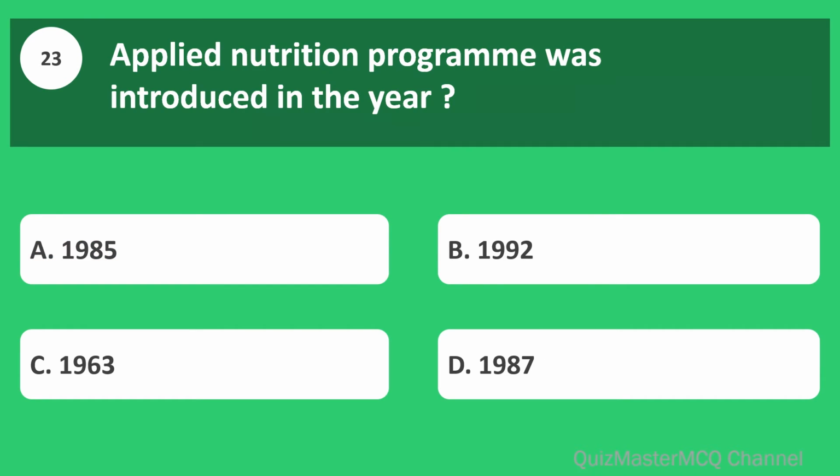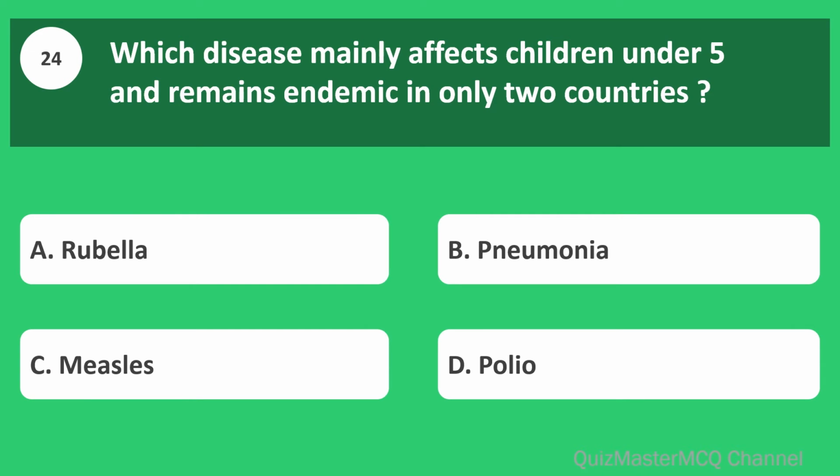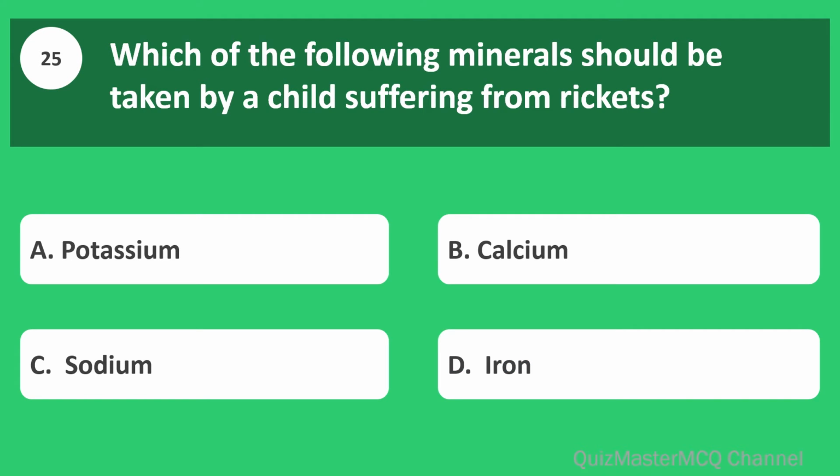Applied nutrition program was introduced in the year 1963. Which disease mainly affects children under 5 and remains endemic in only 2 countries? Polio. Which of the following minerals should be taken by a child suffering from rickets? Calcium.